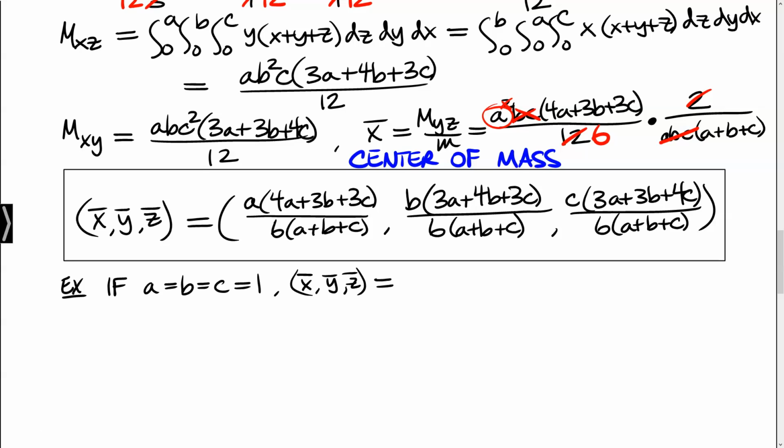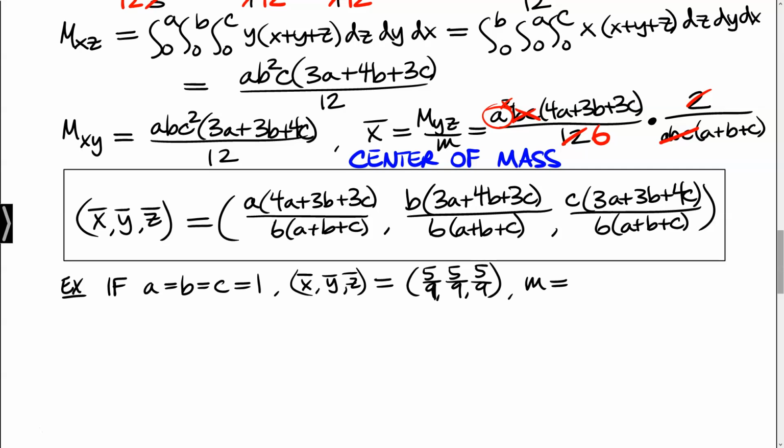So you're going to get 1 times 10, right? 4 plus 3 plus 3. So that's going to be 10 divided by 6 times 3. So that would be 18. So if you plug in A equals 1, B equals 1, C equals 1, you get 10/18, which is going to be 5/9.